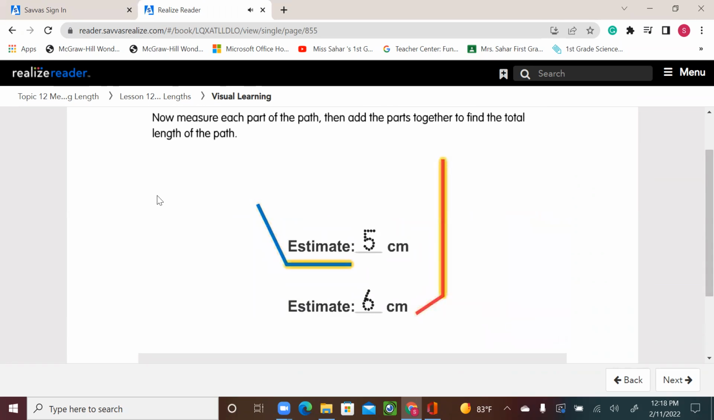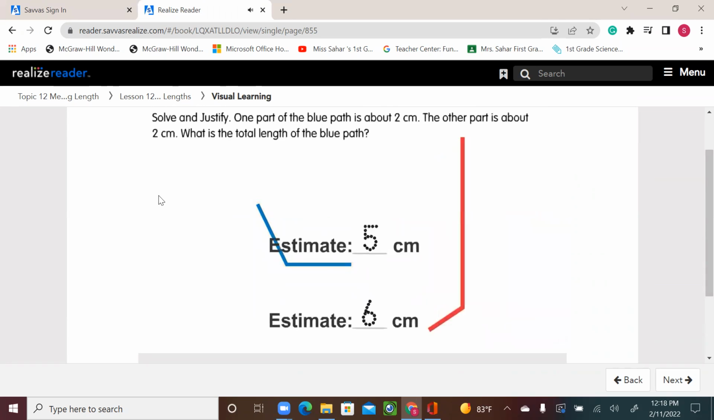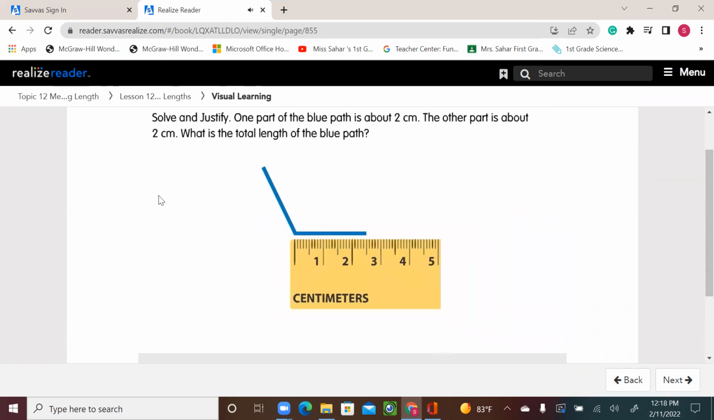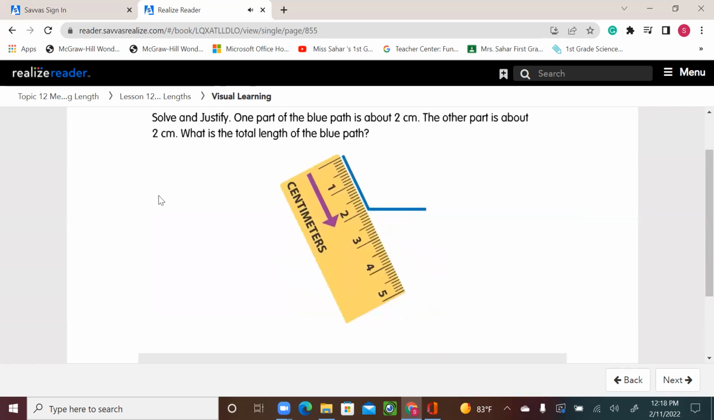Now measure each part of the path, then add the parts together to find the total length of the path. Solve and justify. One part of the blue path is about 2 centimeters. The other part is about 2 centimeters. What is the total length of the blue path?